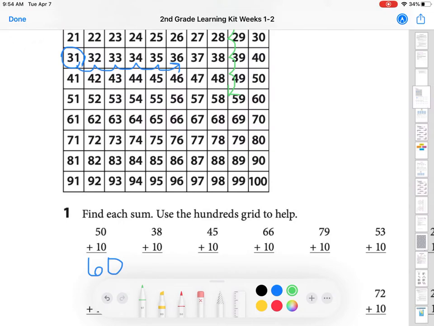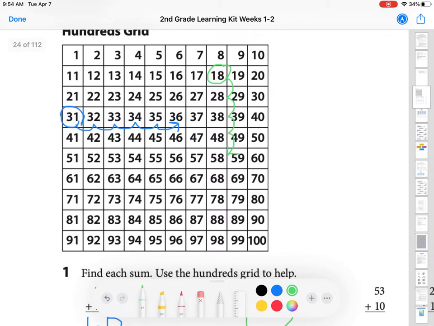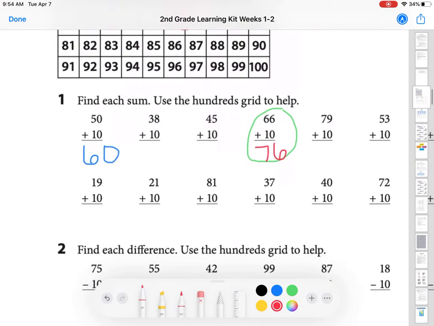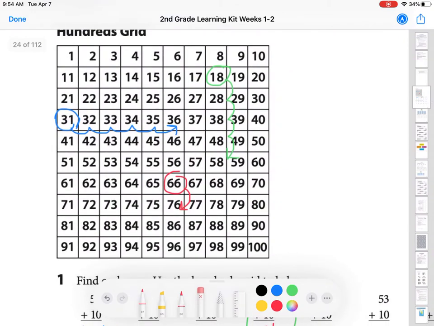So when you're using this as a tool for addition, you can take a look at something like 66 plus 10. Well, I can find my 66. Here's 66, and I know I want to add on a 10, so I'm going to go down a block, and the answer is 76.